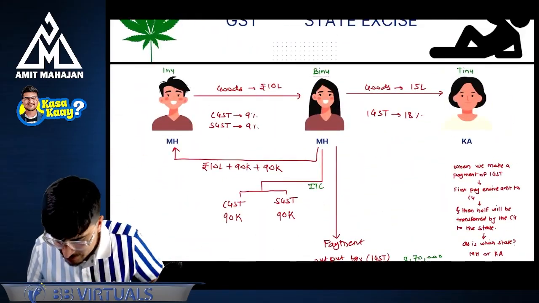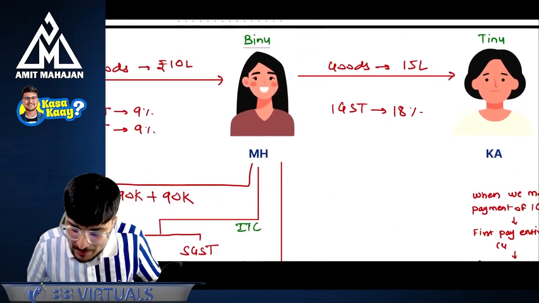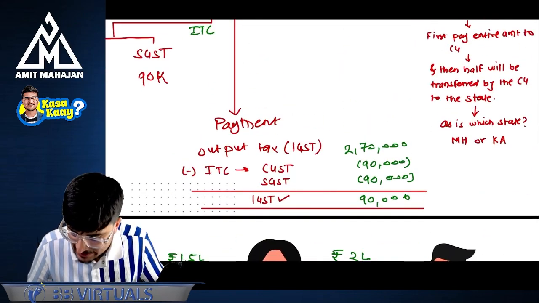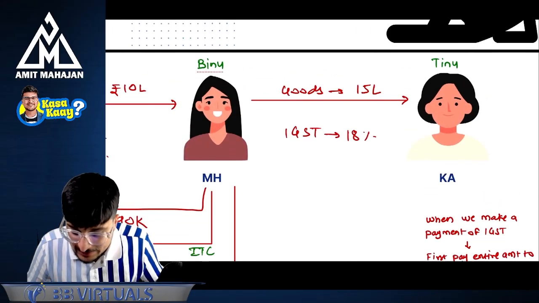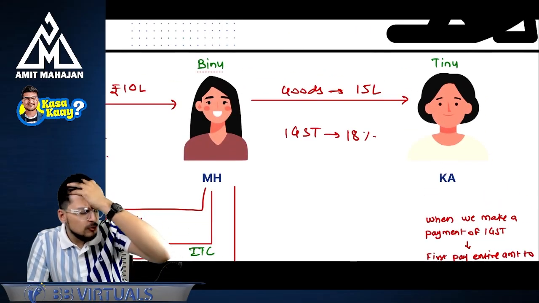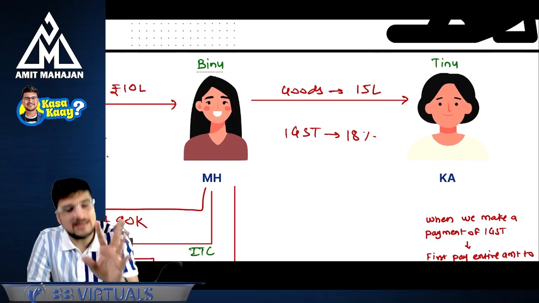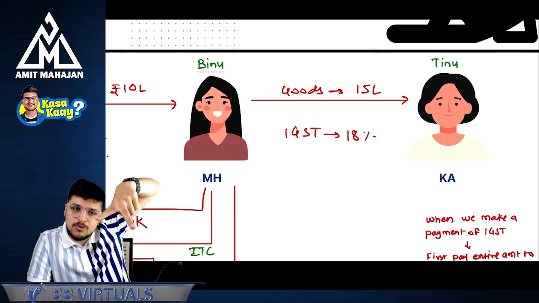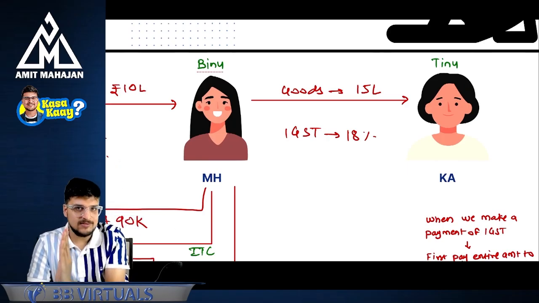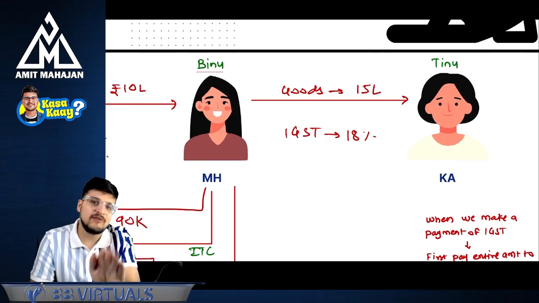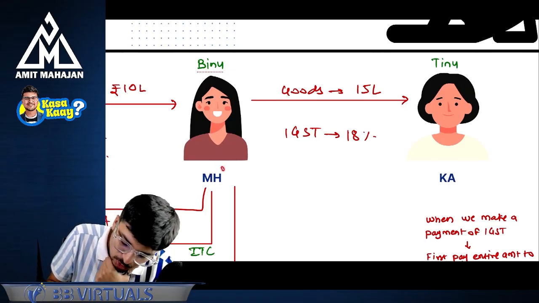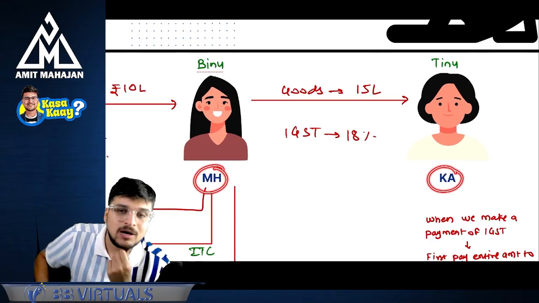Okay, now just look here. I have a simple question to ask. When Binu makes a payment of IGST to the government, like we have discussed, 90,000 rupees, this IGST will be paid to the center. Now the question is, we saw that IGST gets distributed: the central government will keep half with itself and distribute half to the state. The question comes, which state? Will it go to Maharashtra state or to Karnataka state?